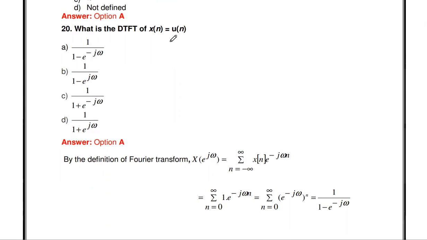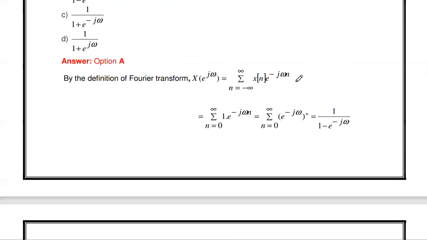And what is the DTFT of u of n? What is u of n? The unit step sequence. So this is the DTFT formula, and in it we have to substitute the value of x of n. What is x of n? u of n. u of n means the sequence has amplitude 1 for time n equal to 0 to infinity.